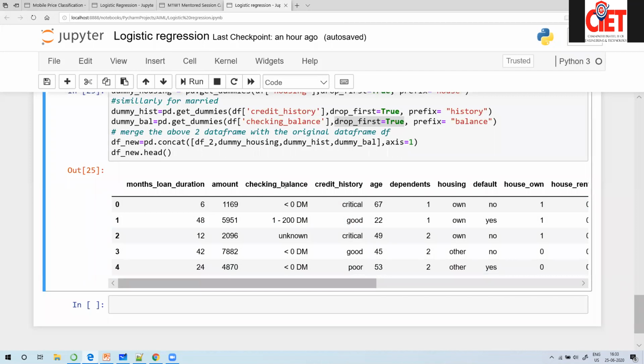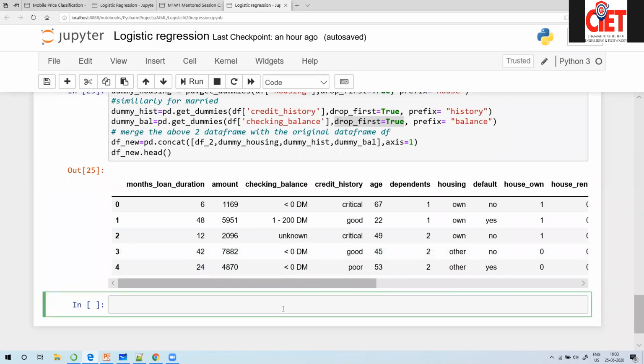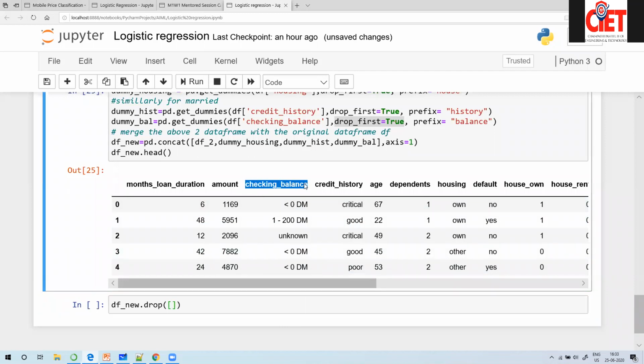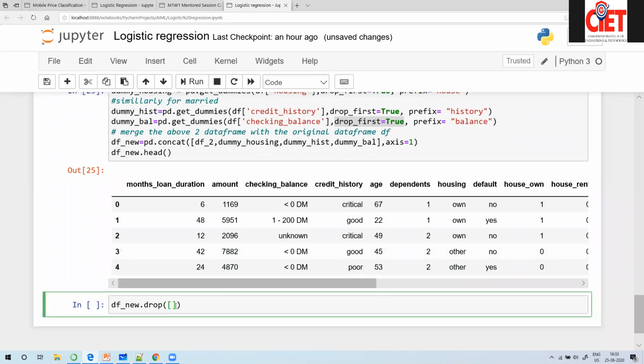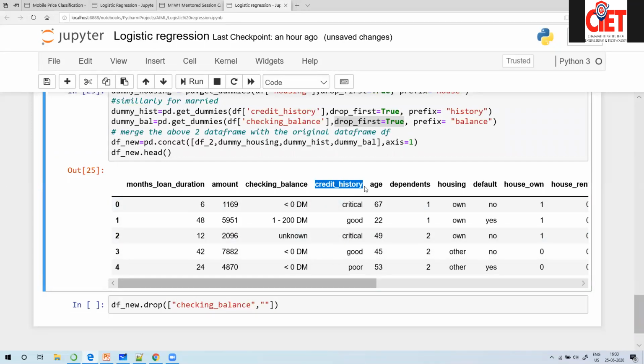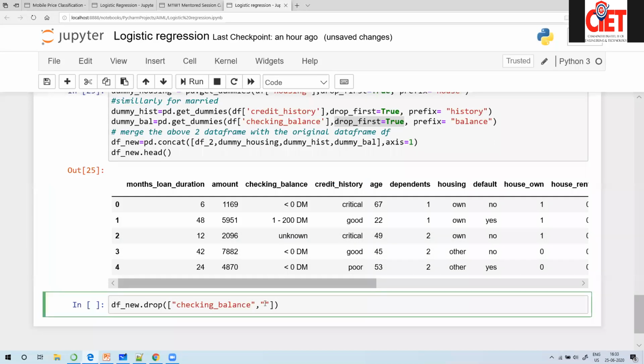Checking balance, I don't want it. Credit history, I don't want it. Housing, I do not want it. So I am going to drop them. df_new.drop. What are the columns that I have to drop? This one, and then this one, credit_history, and then one more, which is housing.